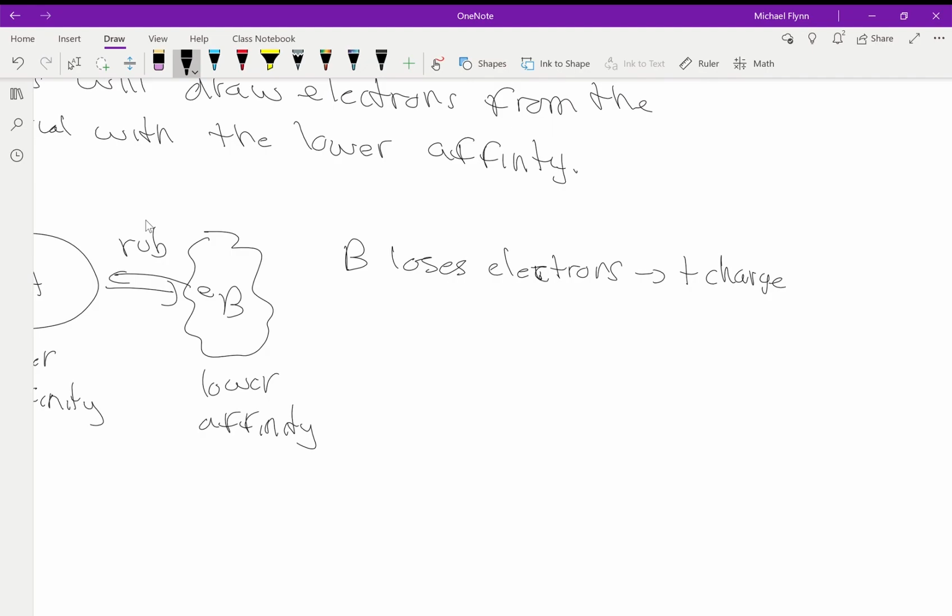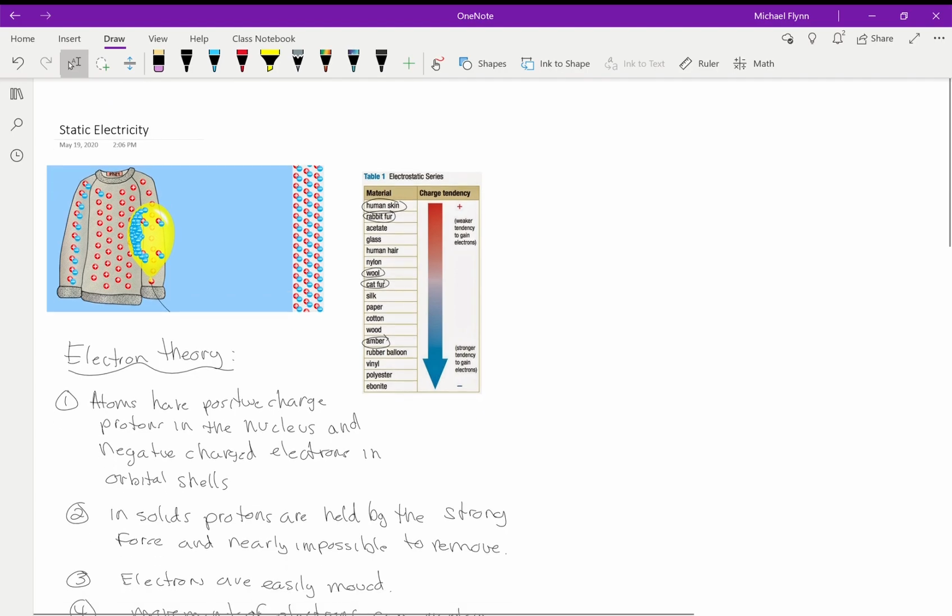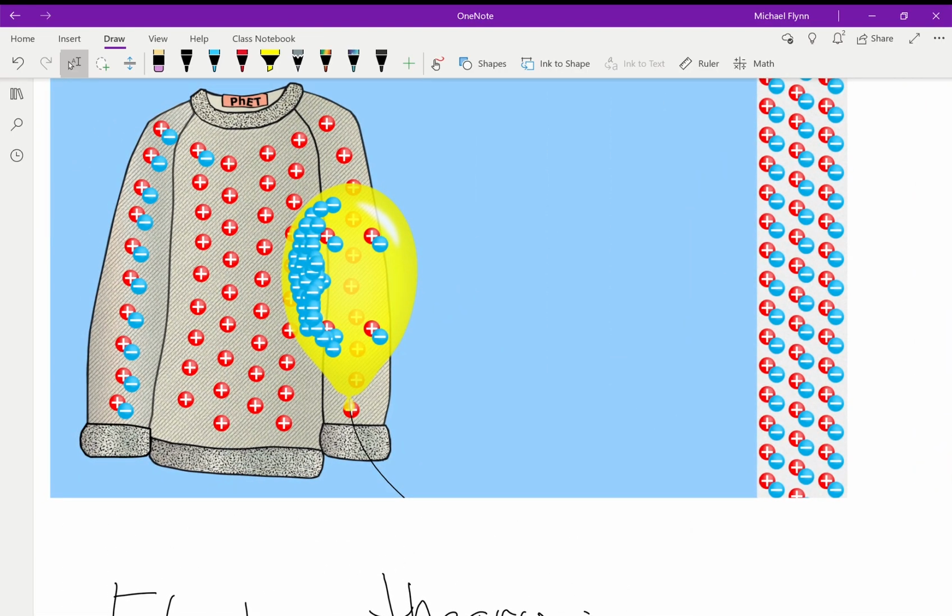Okay. A gains electrons, and this leads to an overall negative charge. Okay. And that's charging by friction. I mean, that's basically it. Okay, now here we see in our example that our balloon has gained electrons. Now it's negative because it's got all those extra electrons in there.